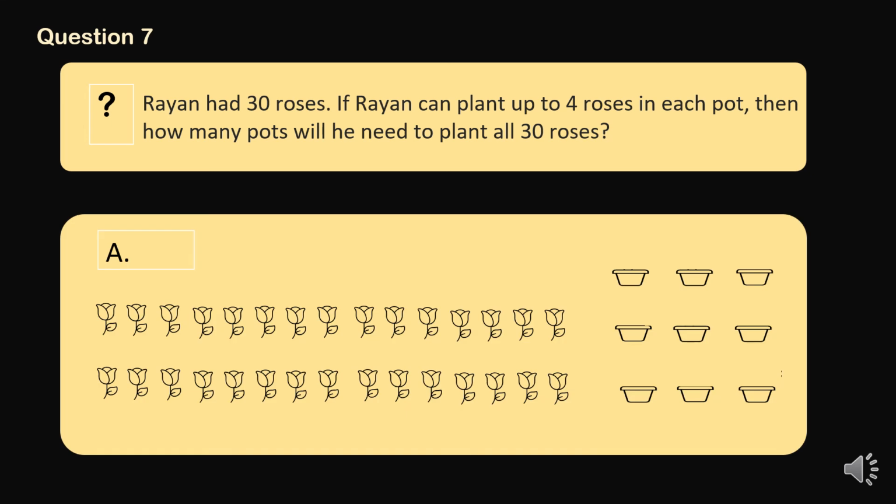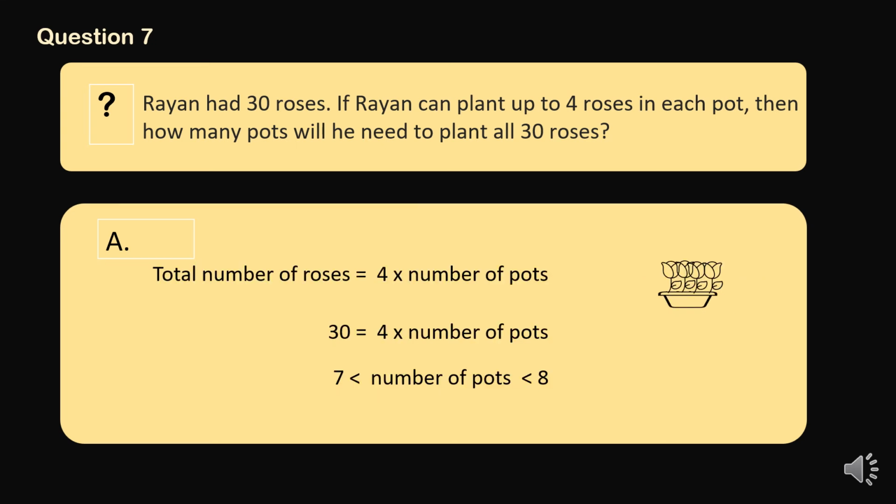We know that Ryan has 30 roses and a number of pots. We also know that Ryan needs to plant all 30 roses in these pots, but he can only plant up to 4 roses in each pot. This means if I times 4 by the number of pots, I should have the total number of roses. This also means 30 equals 4 times the number of pots.